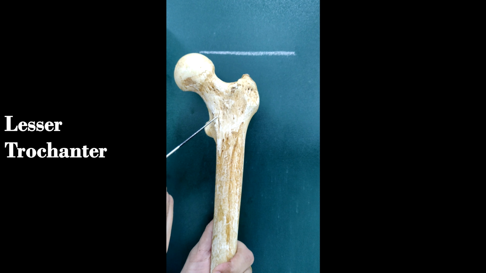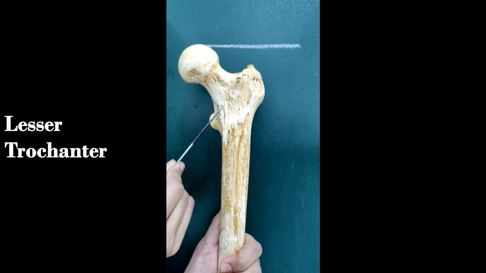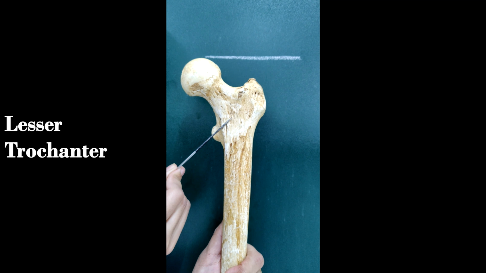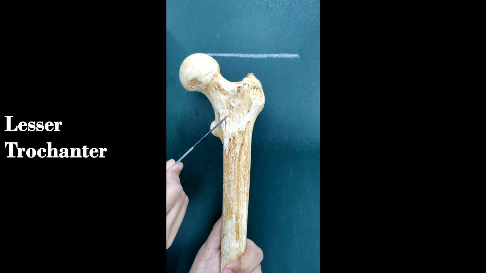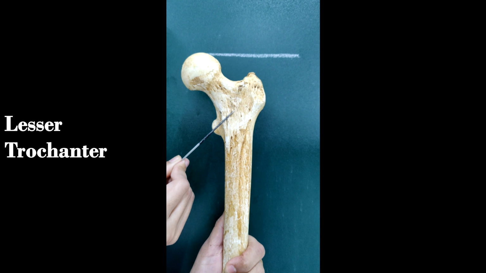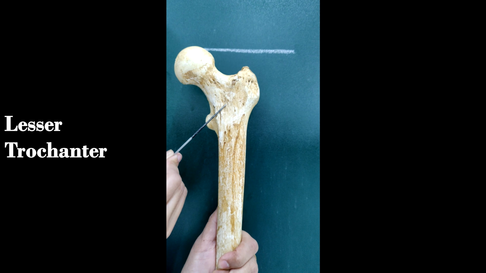Coming to the intertrochanteric line, it gives attachment to the capsular ligament and iliofemoral ligament. Also, it gives attachment to two muscles, that is, the highest origin of vastus lateralis and vastus medialis.